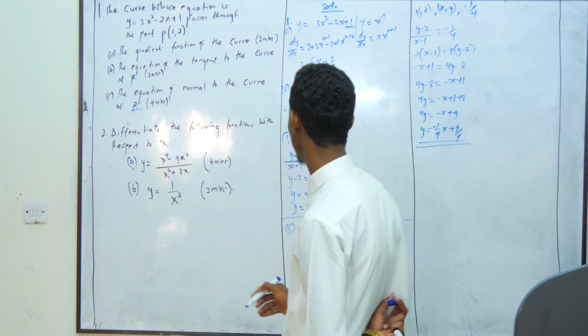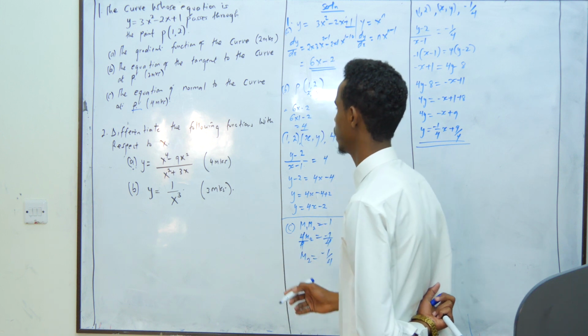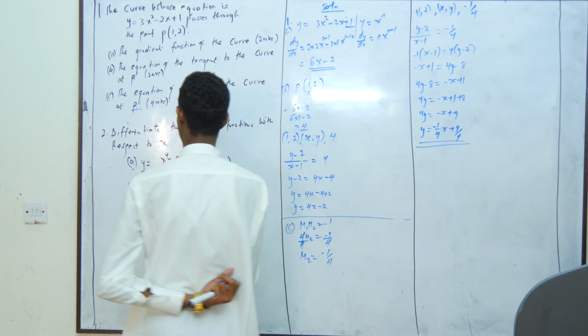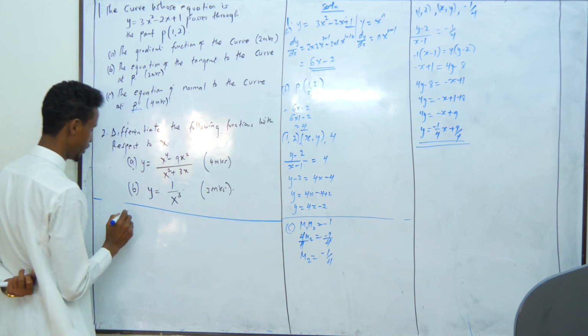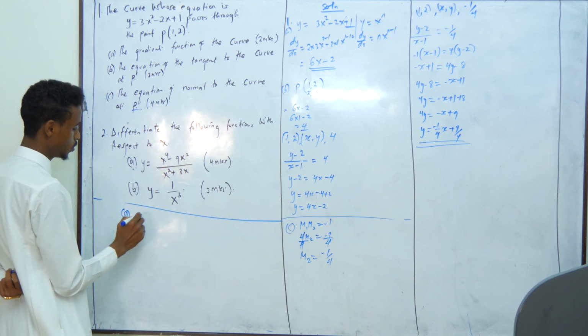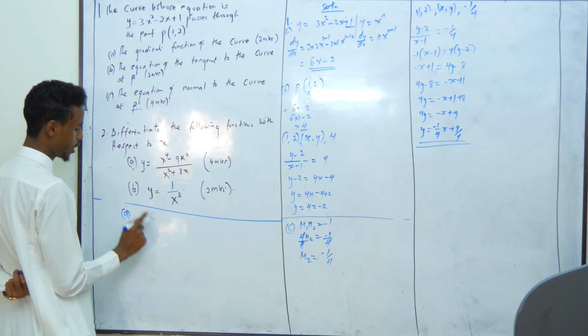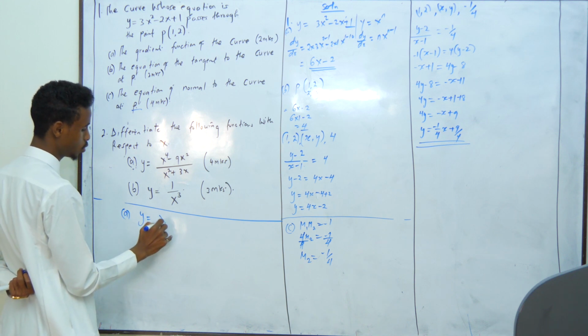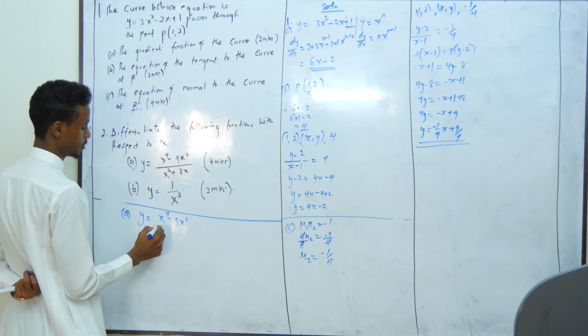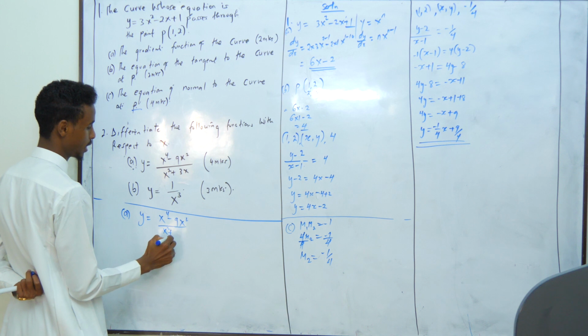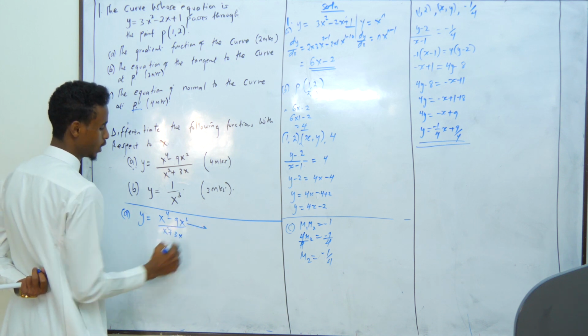Now lastly, let me do this question. Differentiate the following functions with respect to x. A. How do we do this? We are given the function y equals x to the power 4 minus 9x squared, over x squared plus 3x.